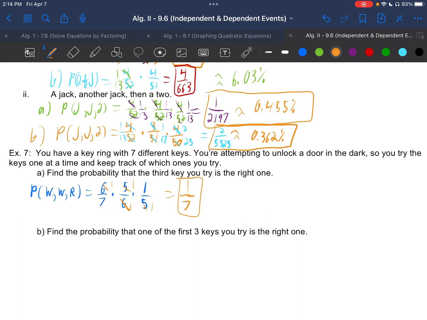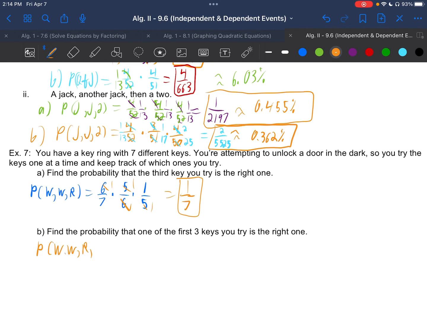Now find the probability that one of the first keys you try is the right one, aka it could be the first key, it could be the second key, or like we just saw, it could be the third key. So you get it within at least 3 attempts, is what it's saying. So what you have to do is you first find the probability of each one of these individually.